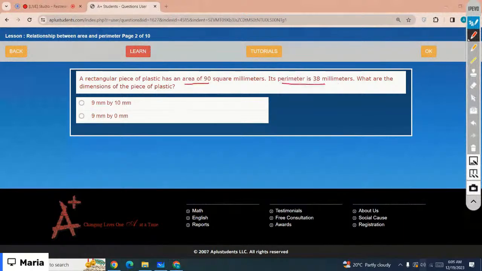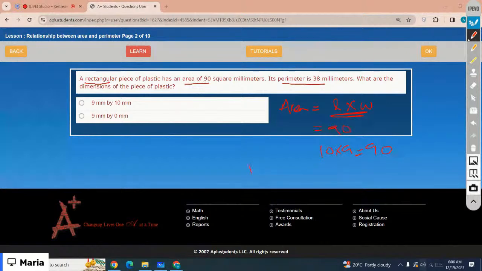So the area, that is a rectangular piece, right? The area of a rectangle would be length times width. So you need to find two numbers whose product must be 90. Which two numbers have the product 90? Just look at the options. 9 times 10 is 90, or 9 times 0 is 90. 10 times 9 makes 90, right? So the area is 90.